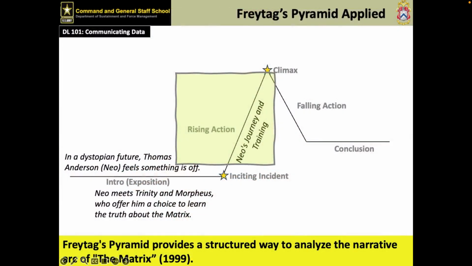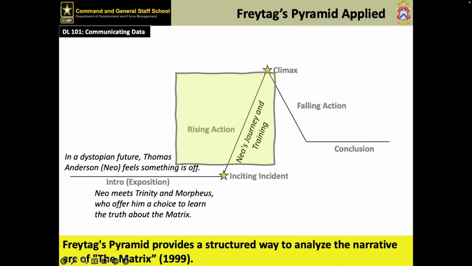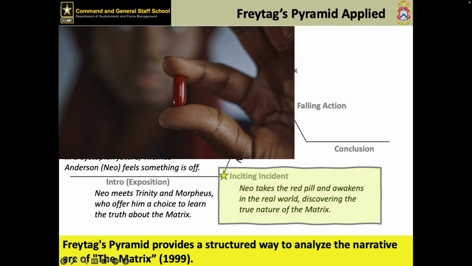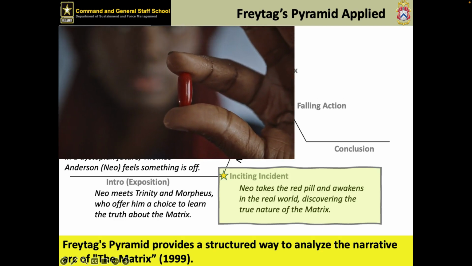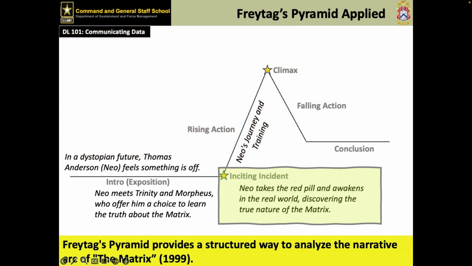Rising action. This is Neo's journey and training. So what's the inciting incident during all of this? Well, how about when Neo takes the red pill and awakens in the real world, discovering the true nature of the Matrix? He joins Morpheus and the crew of the Nebuchadnezzar, who believe that Neo is the one prophesied to end the war between humans and machines.